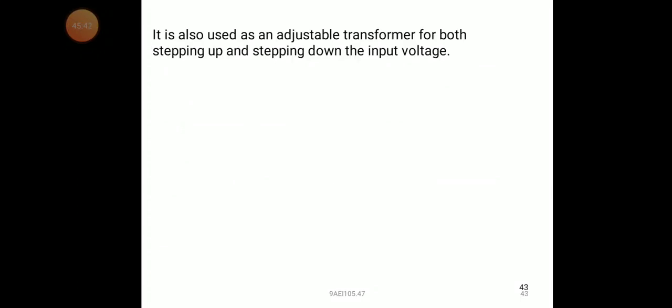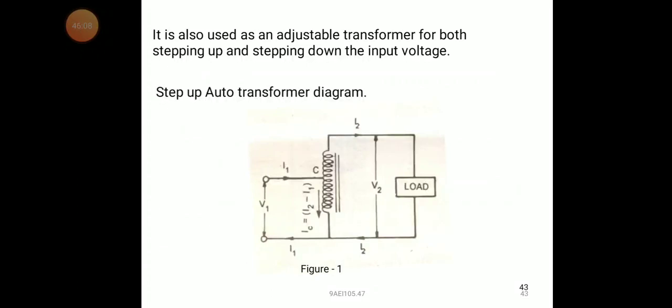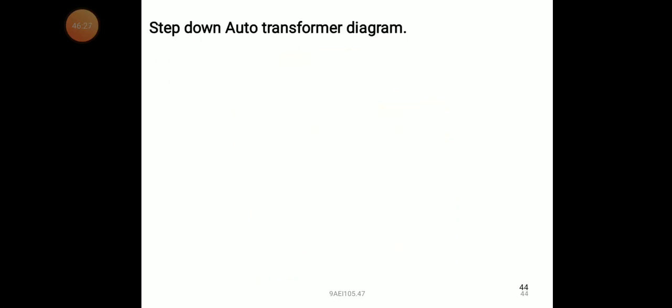The auto transformer is also used as an adjustable transformer for both stepping up and stepping down the input voltage. In the step up auto transformer diagram, you can see some part of the winding is used as the primary winding, and the remaining winding is used as the secondary winding. Step up means the secondary winding turns are more compared to the primary winding.